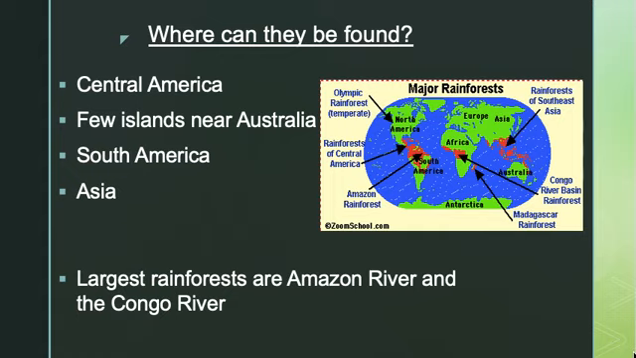Where can they be found? I have attached an image to show where the major rainforests are located. They're located in Central America, a few islands near Australia, South America, and Asia. The largest rainforests are known as the Amazon River, which is located in South America, and the Congo River, which is located in the west part of Africa. Only around 5% of Earth is actually filled with tropical forests.